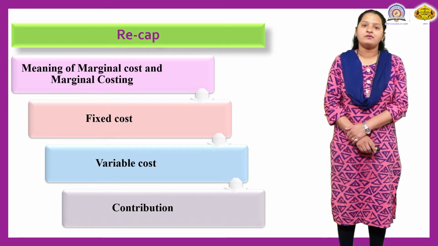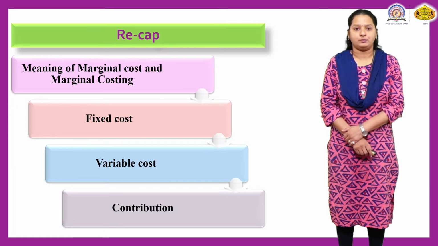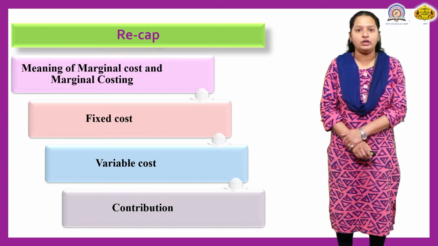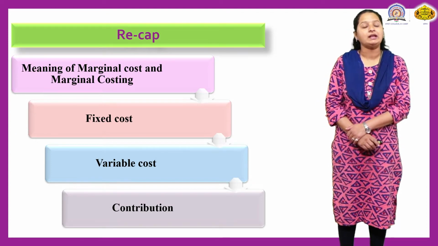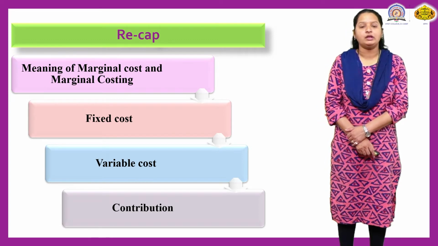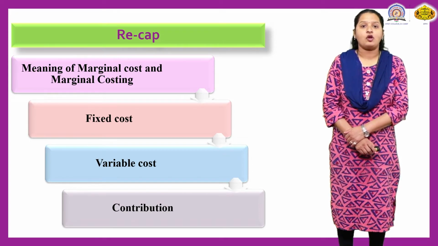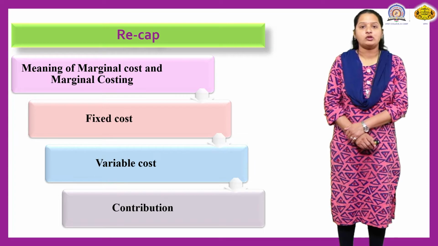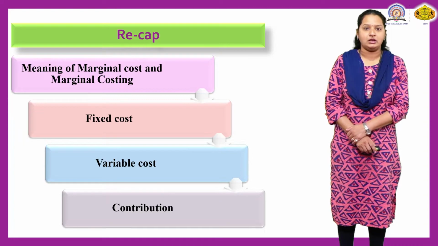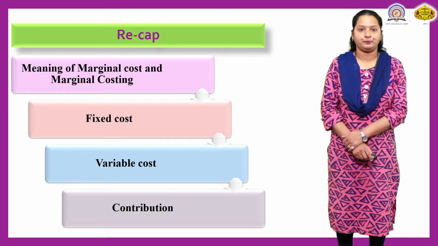Fixed cost remains fixed in total, but fixed cost changes per unit. That means if the production increases by 1 unit, the fixed cost per unit will decrease. And if the production decreases by 1 unit, fixed cost per unit increases. In case of variable cost, variable cost per unit remains constant, but variable cost in total changes.